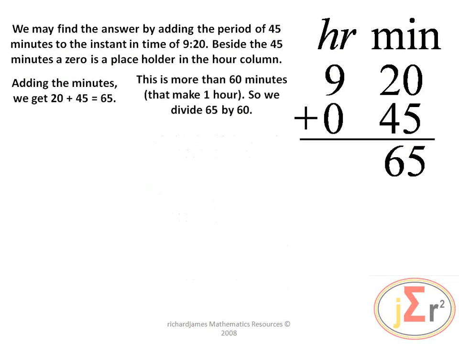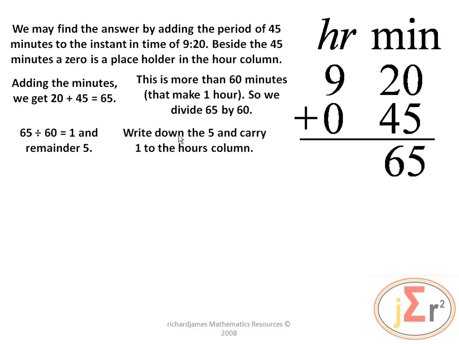Right. Why? This 65 minutes is more than 60 minutes, and of course 60 minutes is equal to 1 hour. So we divide 65 by 60, and 65 divided by 60 is equal to 1. And the remainder is 5. So we have 1 hour and the remainder is 5 minutes. So what do we do? We write down the 5 in the minute column and carry the 1 to the hour column.